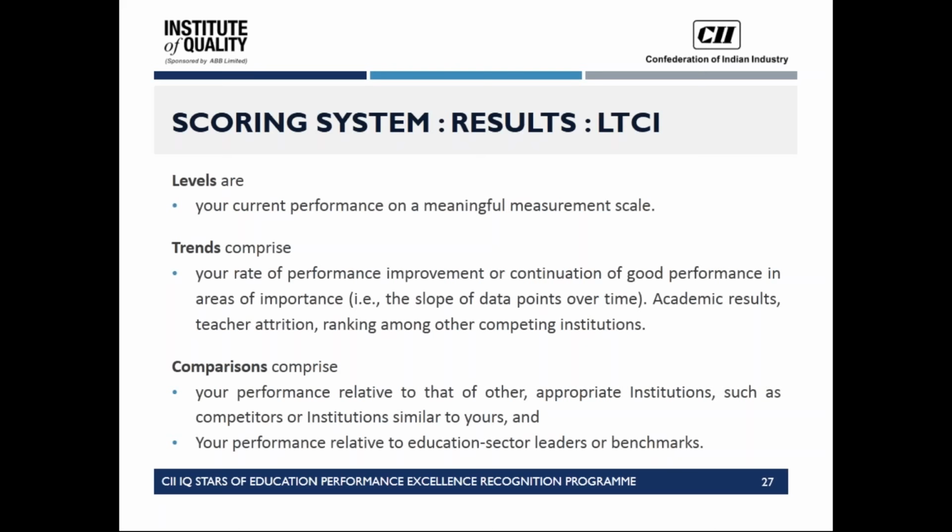Levels are the current performance on a meaningful measurement scale of the institution, and trends comprises the rate of performance improvement or continuation of good performance in areas of importance such as the academic results, teacher attrition, ranking. And comparisons comprise the performance related to that of other appropriate institutions such as competitors or institutions similar to your own institution, and also the performance related to education sector leaders or benchmarks.